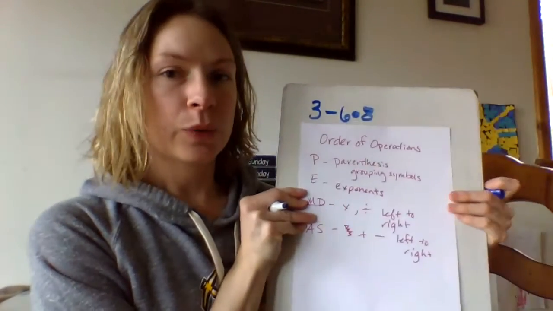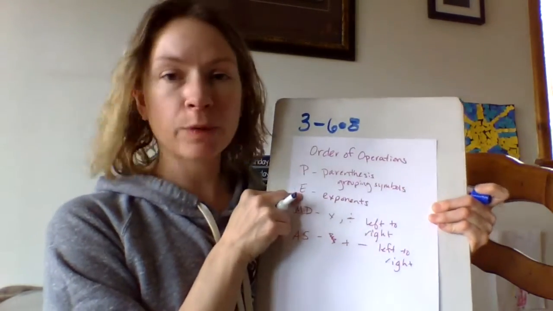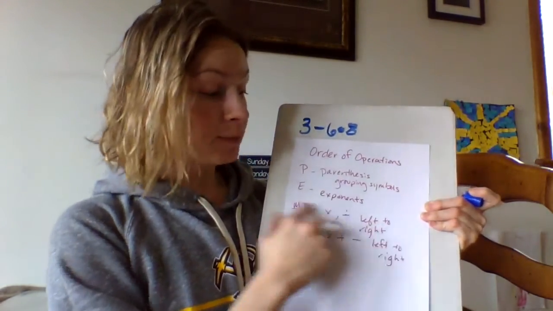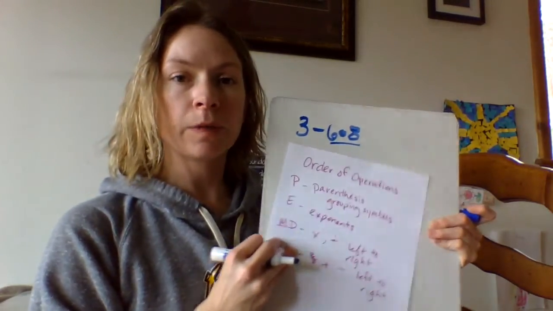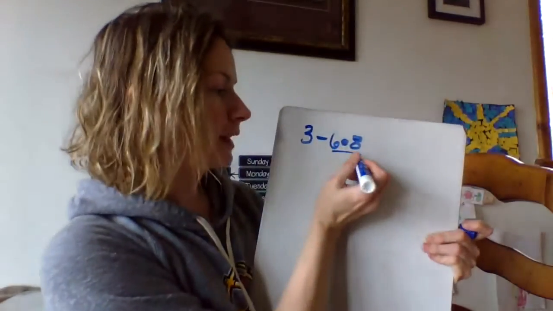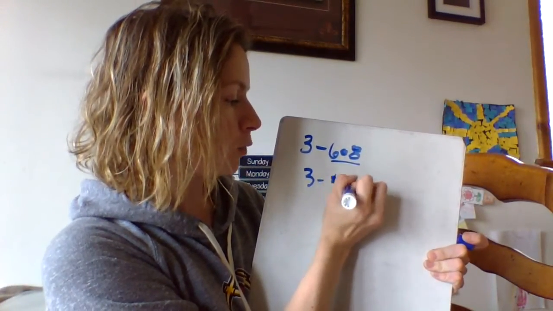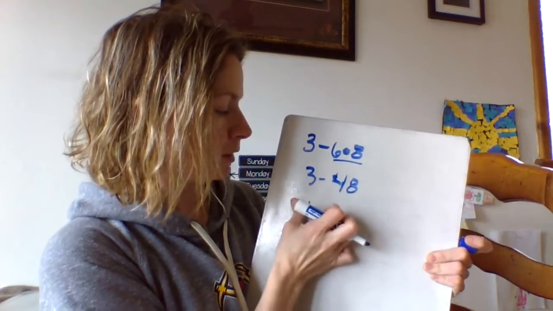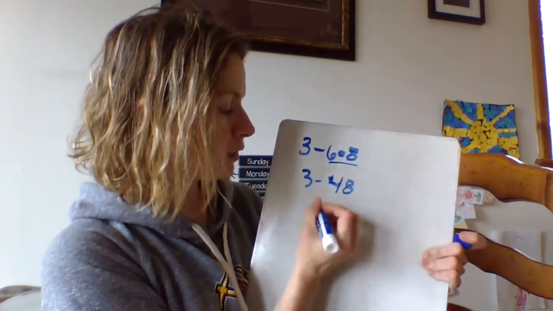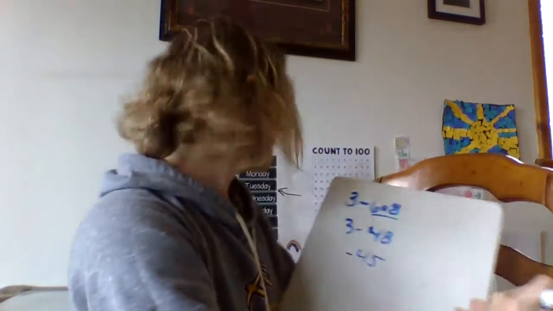All right. So the first thing we look for is, are there any parentheses? No. Any exponents? No. There is multiplication and division. So this piece right here is what I have to do first. So I'm going to start off with 6 times 8, which is 48. So I've got 3 minus 48, and that's going to end up being not 3 anymore because I've just done my 3 minus 48. So that's a negative 45. Right? Hopefully that one's pretty simple.